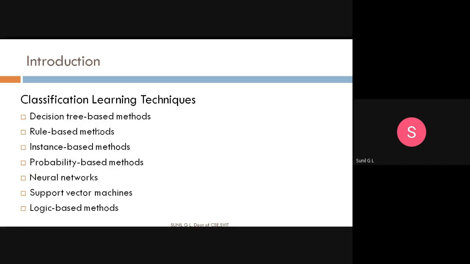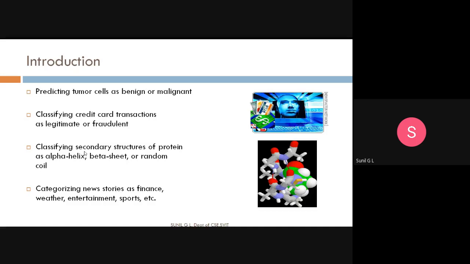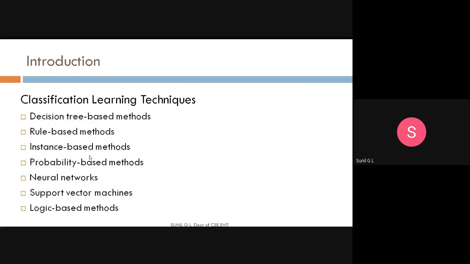Coming to the instance based method, it is a learning algorithm that compares the new problem instance with the instances seen in training. It means it compares the new data with the data stored in the training data set, which is stored in memory. So we are comparing the new data with the data stored in some other memory location.